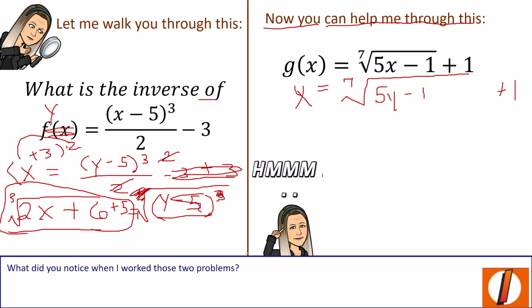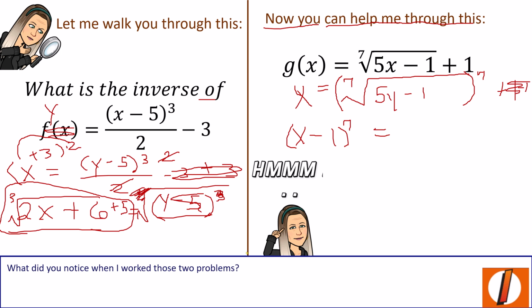Now the goal is to isolate the y or solve for y. So the second step would be to undo a 7th root, would be to raise this all to the 7th power. Ooh, I don't want to do that first though. Let's back this up a little bit. I want to subtract 1 from both sides. So it's going to be x minus 1 on the left. And on the right, now I'm going to raise everything to the 7th power.